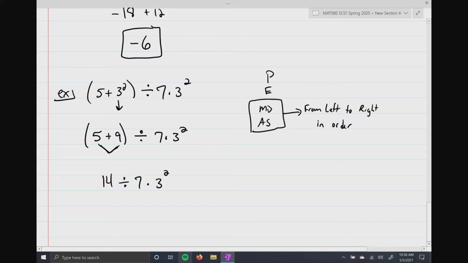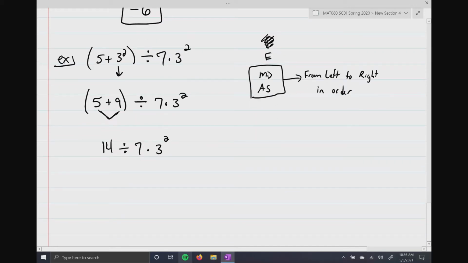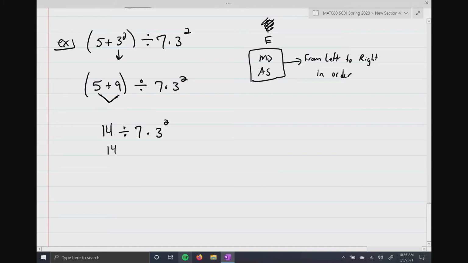Okay? From here, I notice there are no more parentheses. So I can scratch it out. Now I need to do any remaining exponents. That would be 3 to the second power, which is 9. Now that there are no more exponents, I'm going to do multiplication and division from left to right in the order where they appear. So I'm going to do 14 divided by 7 first, and that is 2. And now I'm going to do 2 times 9, which is 18.